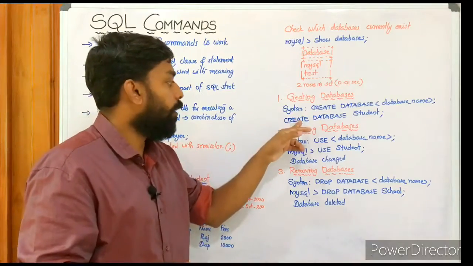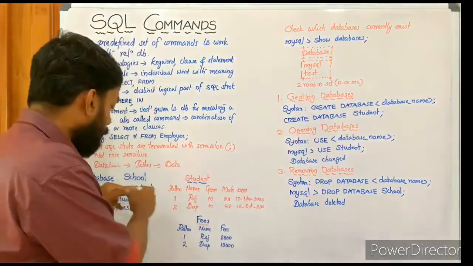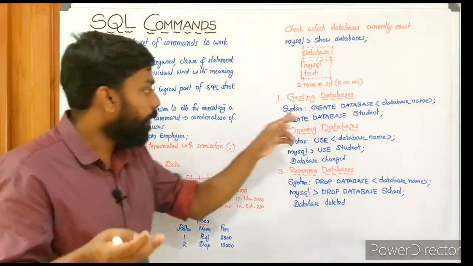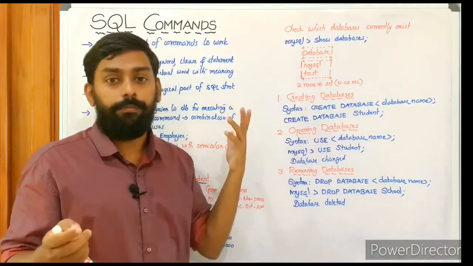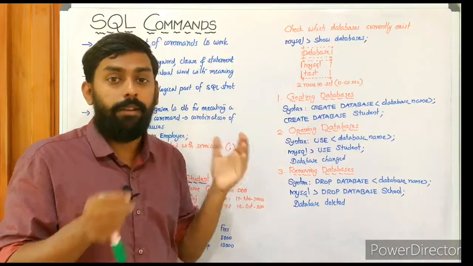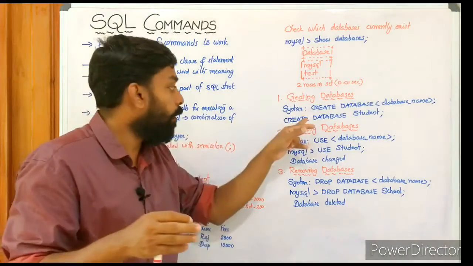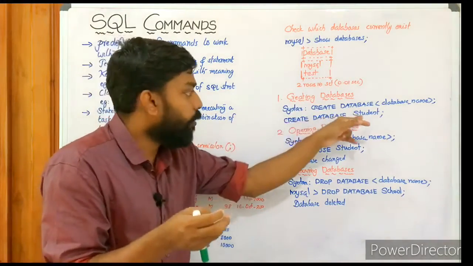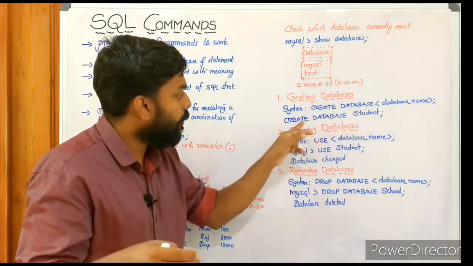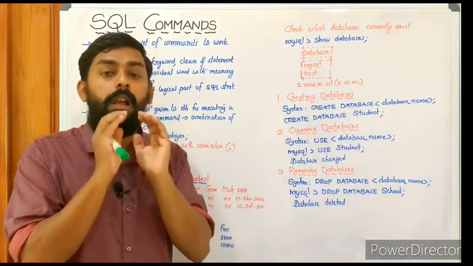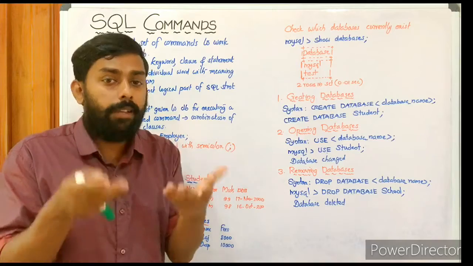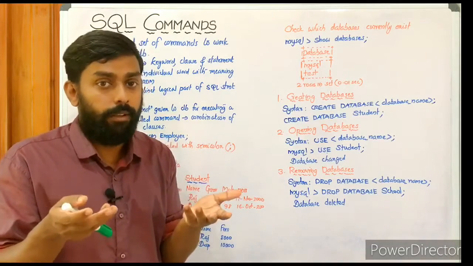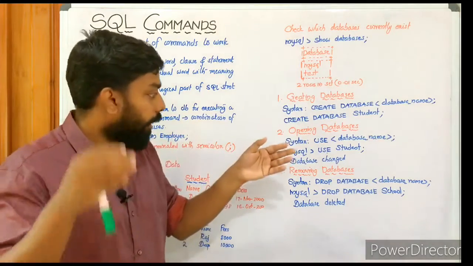So create database student. That's a database name. After executing this command, create database student, create and database are given in caps. Why? These are keywords. Then student is a user defined word, of course. So create database student, semicolon. After executing this, a database named student will be created. Then you can start creating tables.